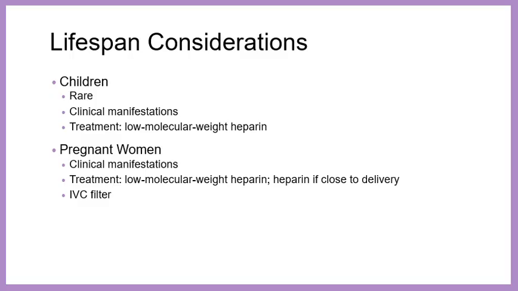They will be treated with low molecular weight heparin, so enoxaparin could be used. They would use heparin closer to delivery because it has a shorter half-life. We can turn that heparin off, monitor their labs, get those coag studies back to normal if we need to deliver. They might get an IVC filter. Really, there's no difference in the older adult and the things that we just talked about.